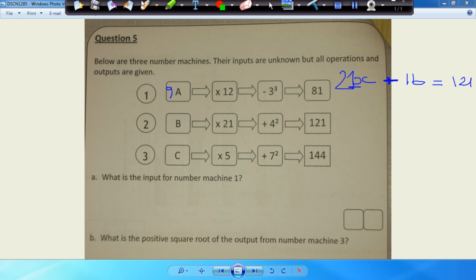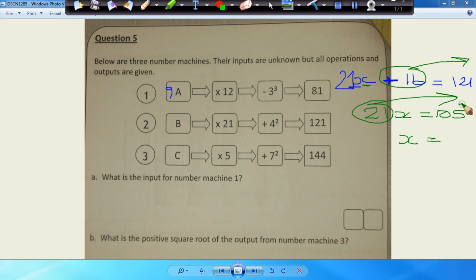121. Now we need to solve this one as well, so we need to work out the value of x. We have times by 21 and add 16. The opposite of add 16, we move that first, is minus 16. So we have 121, and we can minus 11 and then minus 5. That will give us a total of 105. Excellent. And then we have 21x. The opposite of times by 21 is divide by 21. So x is equal to 105 divided by 21, and that will give us a nice answer of 5.